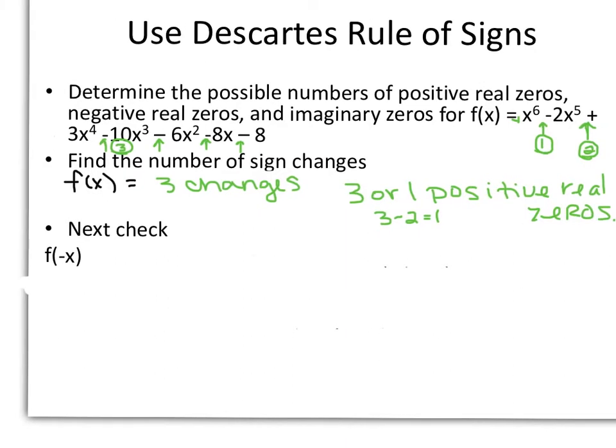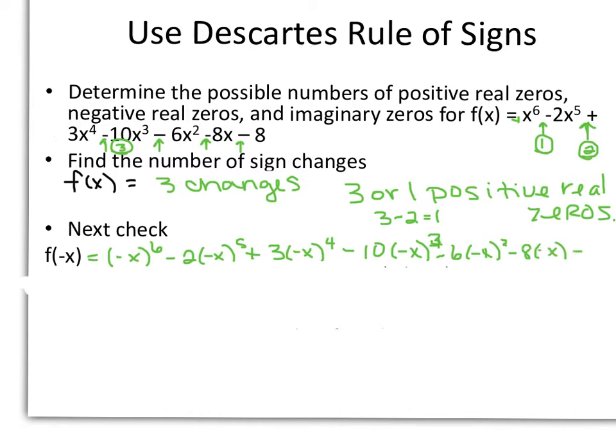So then the next thing we have to do is look at the negative. So we have to replace all the positive x's with negative x's. It takes a little bit of time here because it's a ridiculously long polynomial. All right, and then we reduce everything. So anything raised to an even power is positive. And then to an odd power, this would be a negative times a negative. So that would be a positive 2x to the 5th.